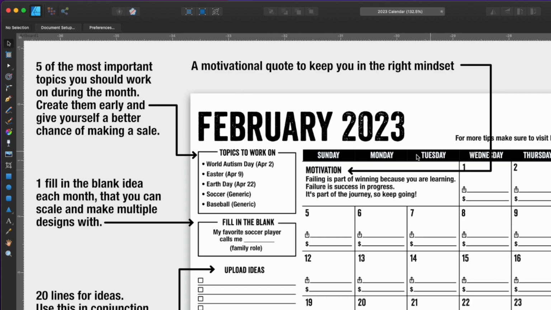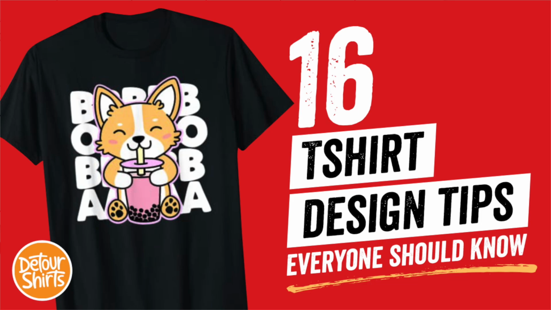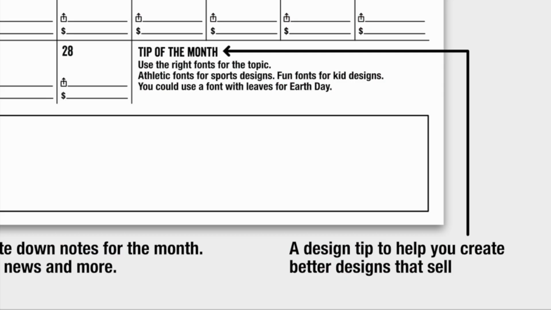So these are some of the things that I put in my calendar. You can see right here, first at the top, if there's space at the top, I added a motivational quote. This one is for February. At the bottom of the month, if there's a space here, I added a tip of the month, and this is part of my 16 design tips from my 16 design tip videos that did really well this year on YouTube. These are just to help you create a good design, a good t-shirt design.